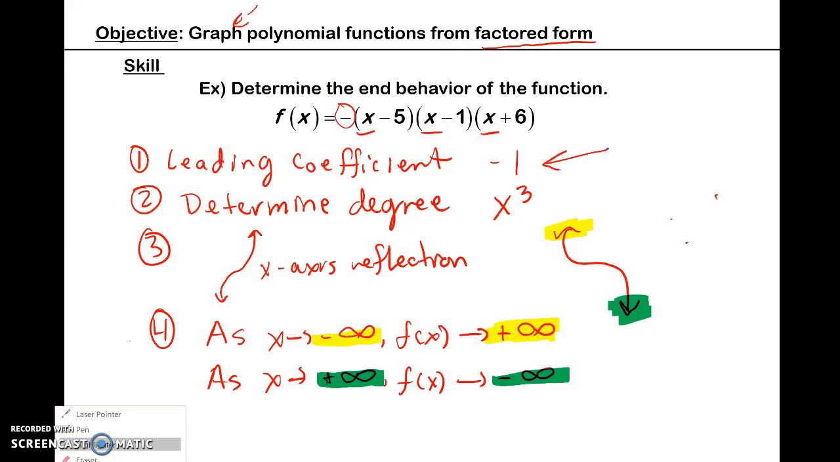Okay, and thus we have accomplished the problem. We determined the end behavior of a function given in factored form, as seen here.